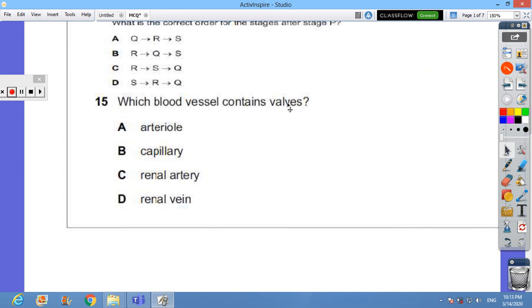Which blood vessel contains valves? Must be a vein. Whatever its name, it should be a vein. Renal vein makes sense. The one attached to the kidney.